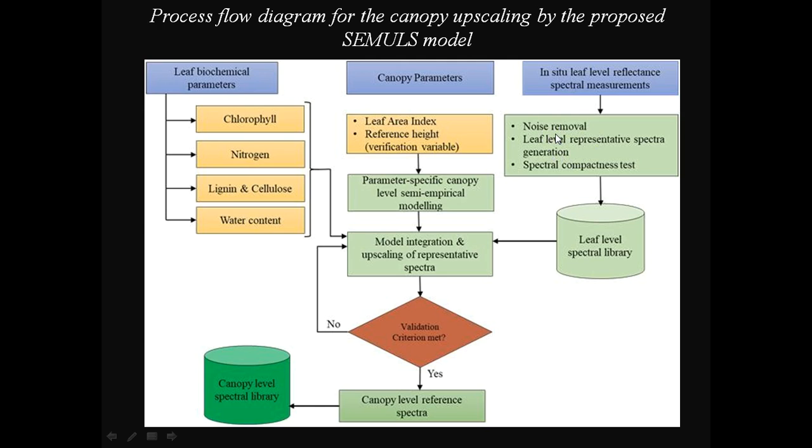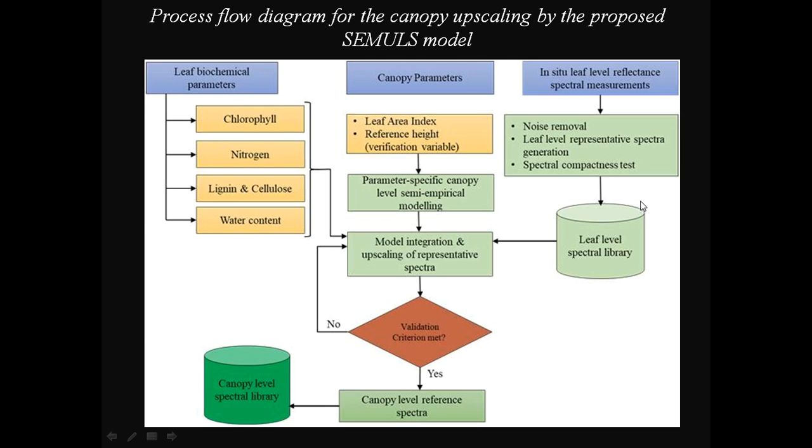We also try to differentiate different kinds of species spectra using different similarity and dissimilarity tests, fine tuning the spectral property. That forms one of the spectral libraries of the leaf. However, this leaf spectral library we have to upscale to the canopy level. So the biochemical properties, biophysical properties, and the leaf spectrum are finally integrated in the model and we process it. In between, we use different mathematical models and formulas to upscale the ground level parameters to the canopy level.